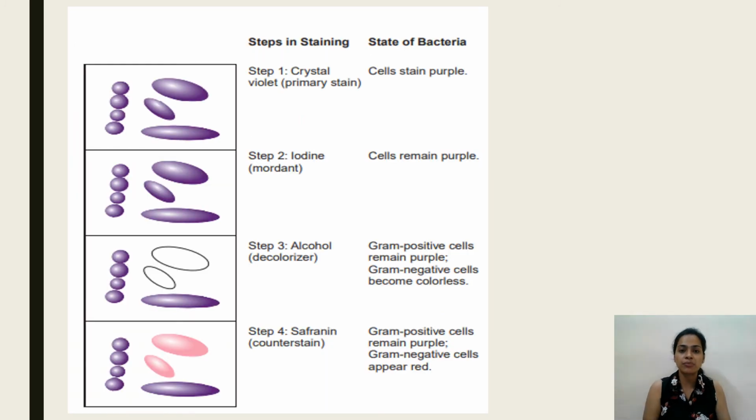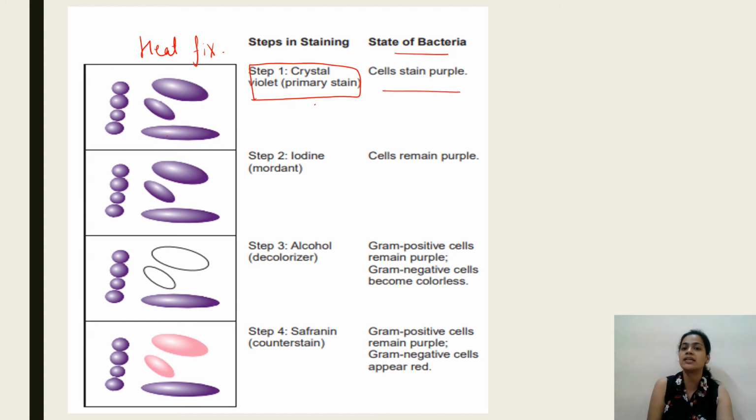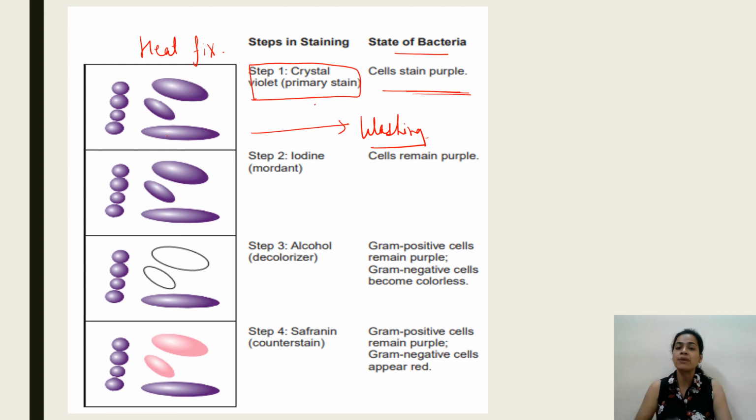Okay, we'll just summarize the steps here. In the very first step, we are heat fixing the cells on the slide. After that, we are adding our primary stain, that is the crystal violet stain, and after that the state of the bacteria is purple. Obviously after adding this we have to do a rinsing or washing step. Why a washing step? To remove the excess unbound crystal violet stain.